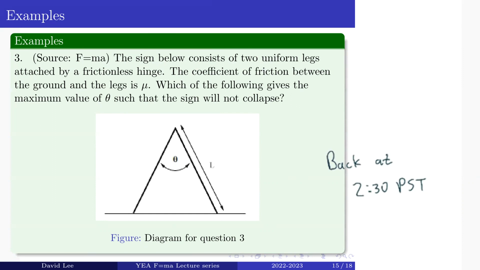All right. It is past 2:30 and I'm back. So now we have our third example problem on the board. It is also a past F equals MA problem. And I'll give you a few minutes to read it and think about it if you haven't already read it.